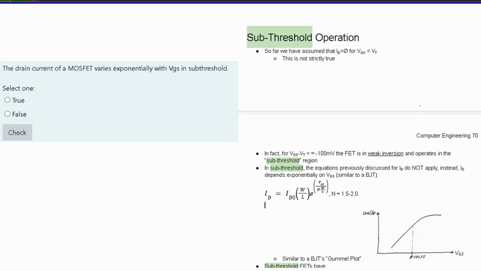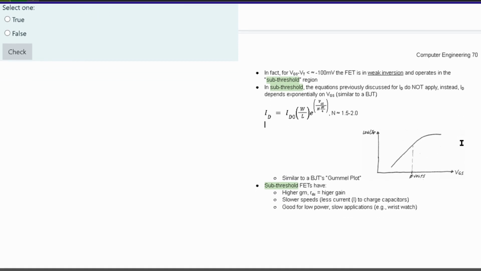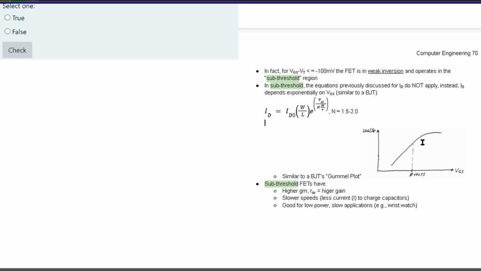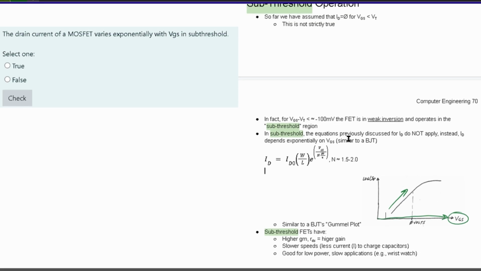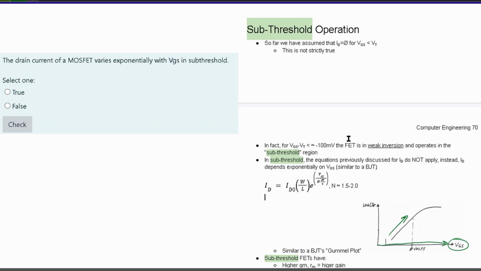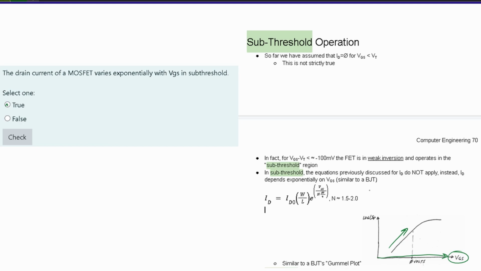So far we've assumed, we have this right here for our notes. We are going to also look at the graph. The graph is the most important part because when we look at the graph, it's a logarithmic graph. We see that we have our VGS here. Now, that means this entire part down here is for our VGS, and we can see it is going exponentially right here. It's growing exponentially. And so the drain current of a MOSFET varies exponentially with VGS regarding here in our subthreshold. Because of this, it would be true, and that's how we go about solving for this problem.